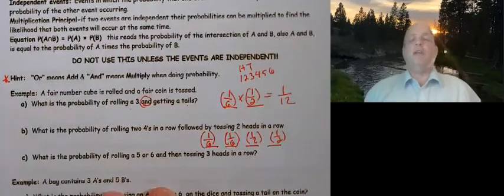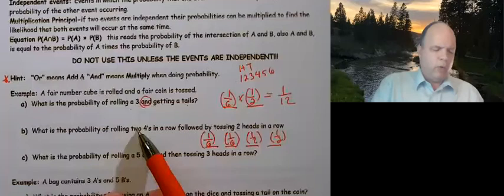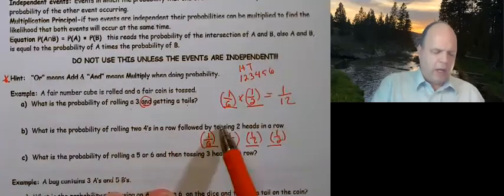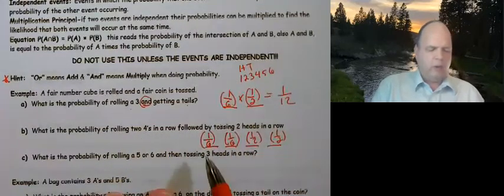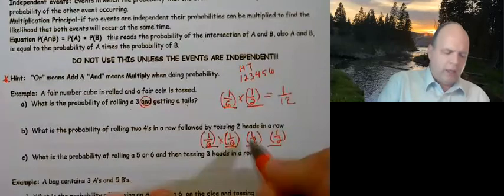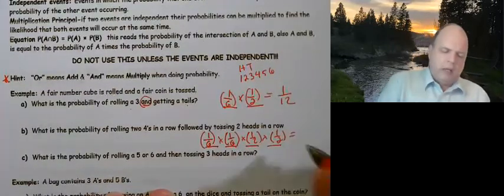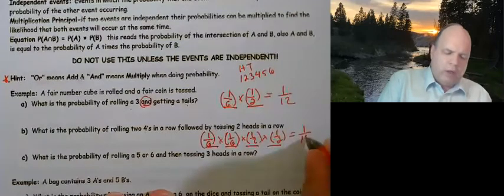Even though they didn't use the word and, I can infer that I need to be using the word and because I have to do a 4 and a second 4, followed by a head and a head. So I have to do a 4 and a 4 and a heads and a heads. So I need to be multiplying these. And when I do that, I get 1 over 144.